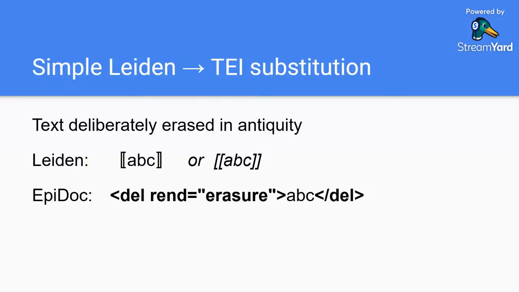We specify rend equals erasure only because you can also erase text by marking that you want it to be omitted, right? So you can underline text, or in manuscripts people will often put dots underneath the letters. It's the equivalent of drawing a strike-through line through a text in a modern manuscript, where you're not erasing the text. It's still completely legible, but the strike-through just makes it clear that you're meant to ignore it. But where it's been fully erased, even if incompletely, it's clear the intention was to fully erase it. We use del rend equals erasure, and that's what the double square brackets represent in Leiden.